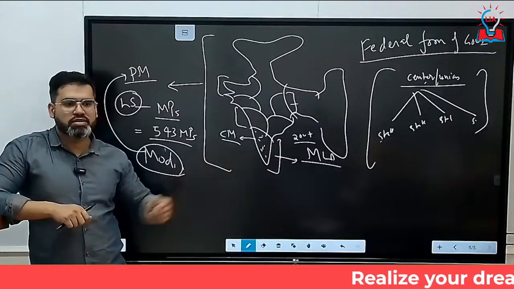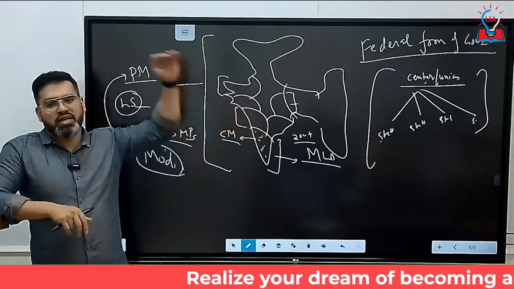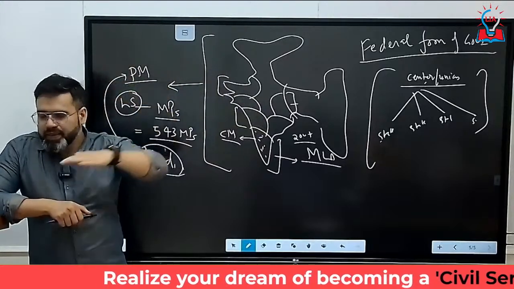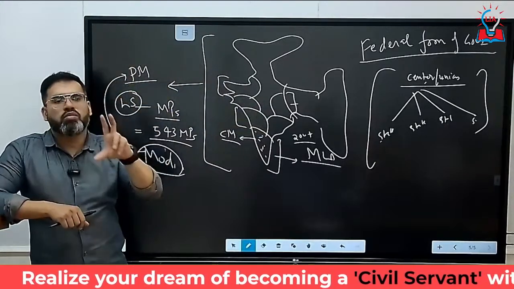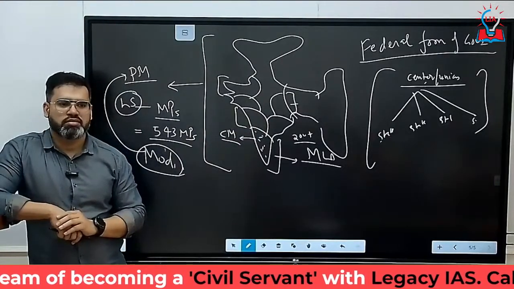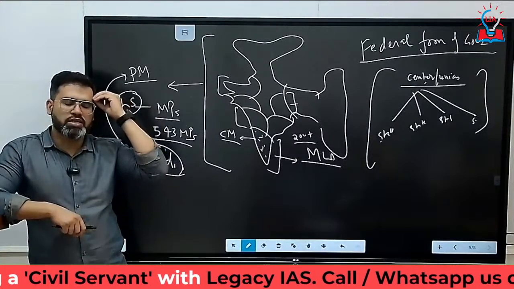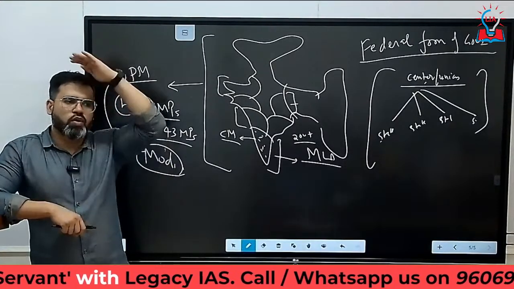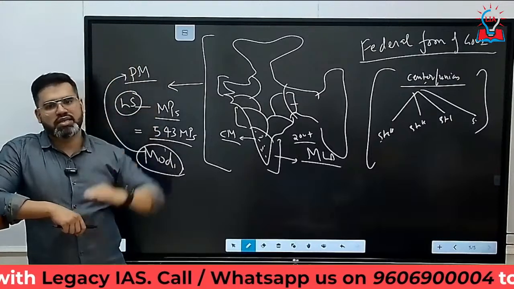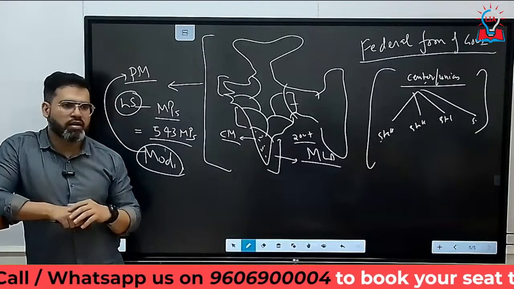Then they elected the CM. So this two-tier government, where one is the central level government and another is the state level government, this form of government is known as federal form of government. Is it clear now? Federal form of government should stay firmly in your mind. Federal means two levels, one central, another is state level. Clear?